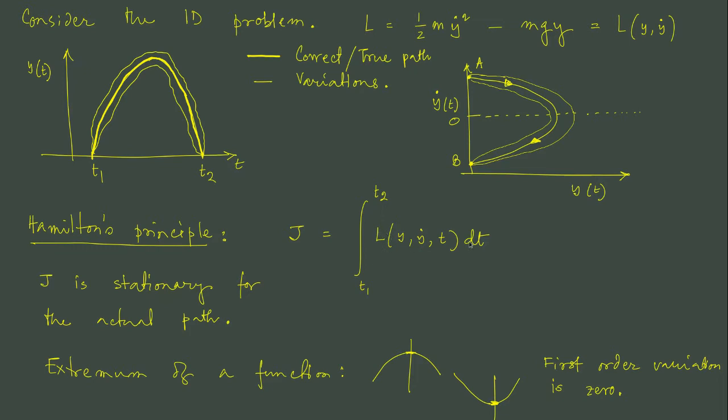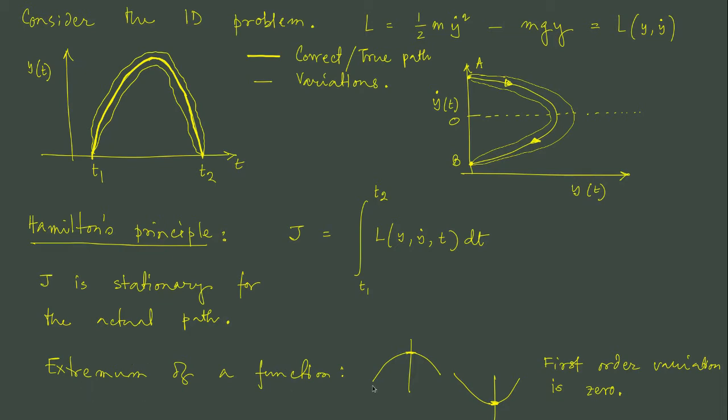So, based on this more or less, the Hamilton's principle was proposed. Define an integral J, integrating the Lagrangian L with time from t1 to t2, and if you look at how J is changing as you change the path, then J is stationary for the true path, or actual path, or the correct path.